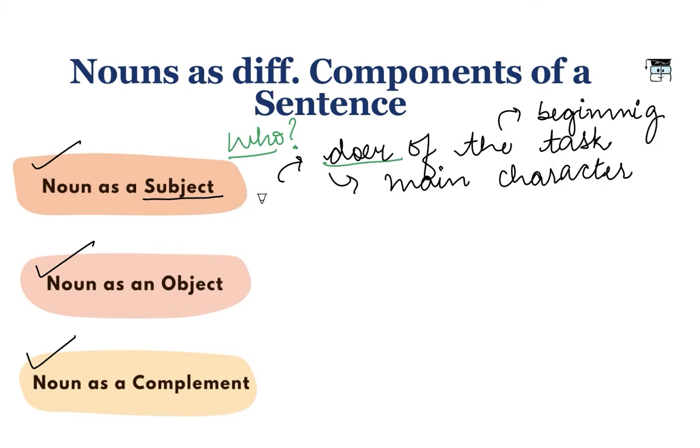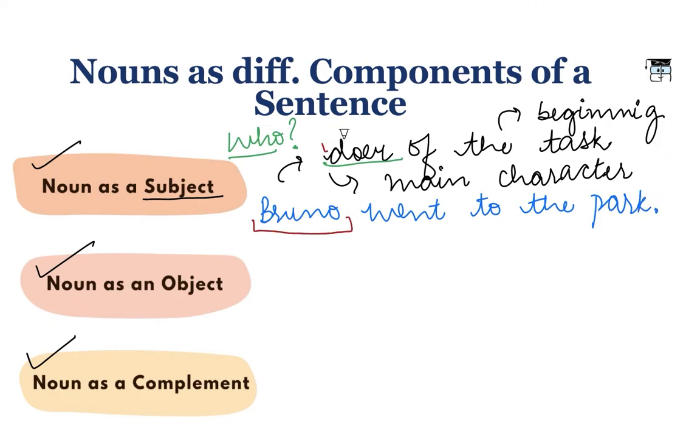Right. Now let us take an example to understand this. For example, I say: Bruno went to the park. Now, in this example, Bruno is the doer of the task. What is the task? Going to the park. Now, who went to the park? Bruno did. So, Bruno is the subject of the sentence. Now, in this sentence, the noun Bruno acted as the subject. Understood?